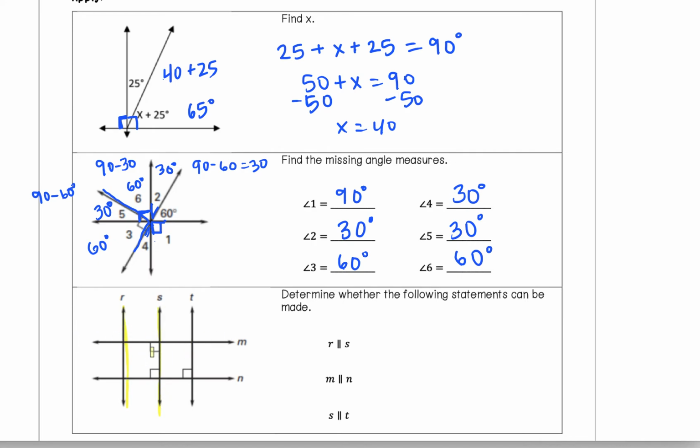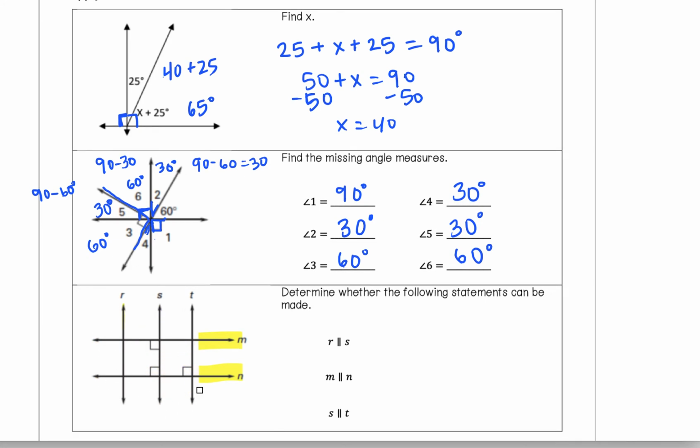For these two lines to be parallel, we have to say that the transversal that cuts through them, we would need to be given the information that this transversal is perpendicular to line R, or transversal N would have to be perpendicular to line R. But because that information was not given to us, we are not able to conclude that line R is parallel to line S. So there's actually not enough information here to conclude this.